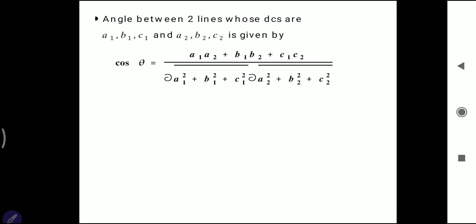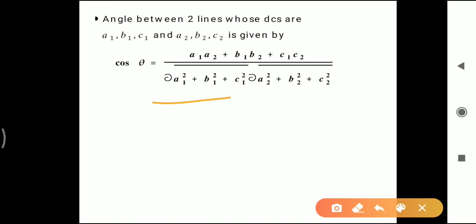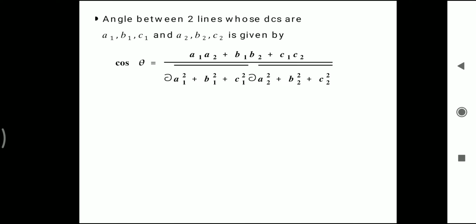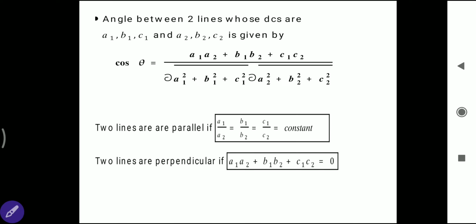Then next, you can find the angle between two lines if the DRs are given. So cos theta is equal to a1 a2 plus b1 b2 plus c1 c2 upon under root a1 square plus b1 square plus c1 square, into under root a2 square plus b2 square plus c2 square.